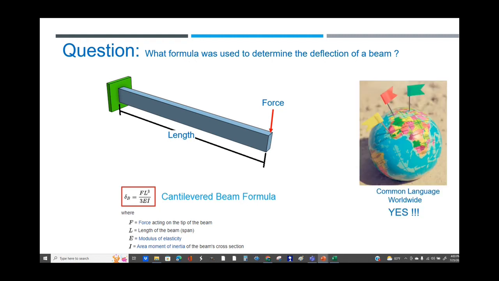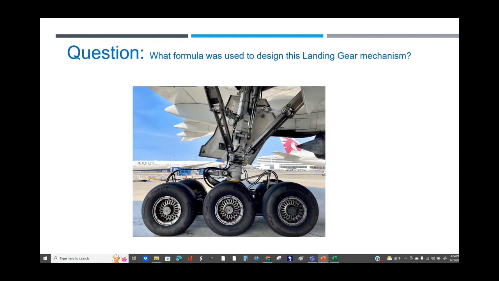And is it a language that's known worldwide? And it is. It's a common language, right? Because as engineers, we use formulas to figure out problems. So how about this, though?